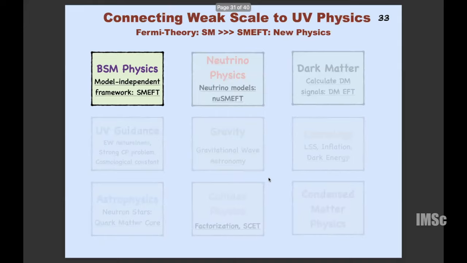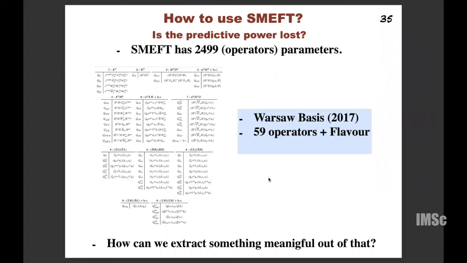So now we will wrap up by answering this question: how to use it properly. These are all the operators. You don't have to read them properly or go into details, but this is just the list of all the 59 operators in the standard model EFT. And once you add the flavor structure, you have 2499. From 59 to 2499, we need baryon number conservation and many other things. I'm talking about only operators with baryon number conservation. If you add the ones with delta B and delta L, it's even worse.